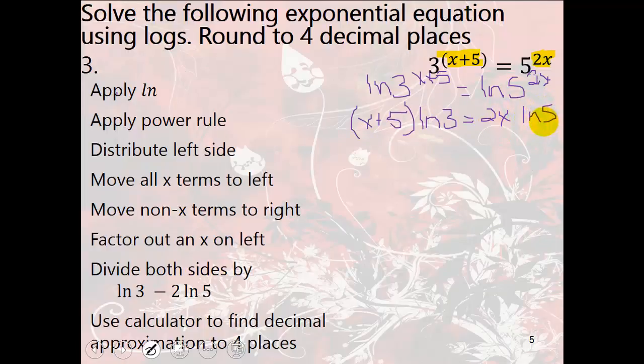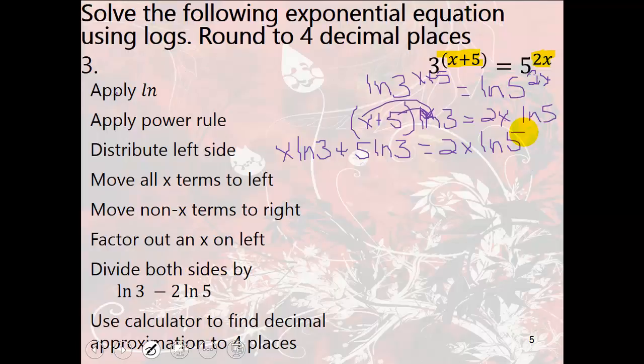Right? Now notice that I have an x over here and an x over here. So somehow I have to get all my x's to the one side. So first, let's distribute. So I'm going to get x times ln of 3 plus 5 times ln of 3. All I did was distribute. Equals 2x times ln of 5.